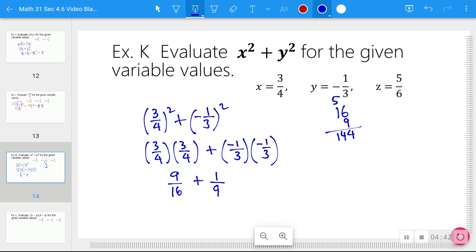Okay. So I need to make these both 144. Well, if I multiply this one by 9 and the other one by 16, that'll give me what I want here. I get 81 over 144 plus 16 over 144, and my common denominator is 144. So this gives 97 over 144.